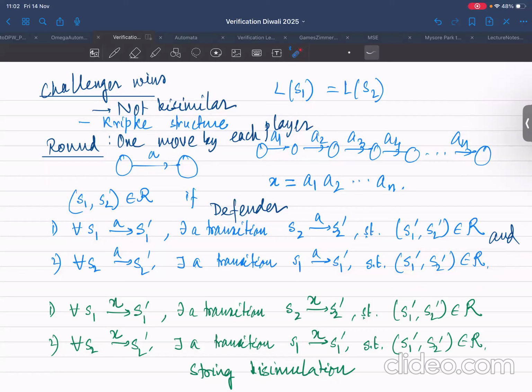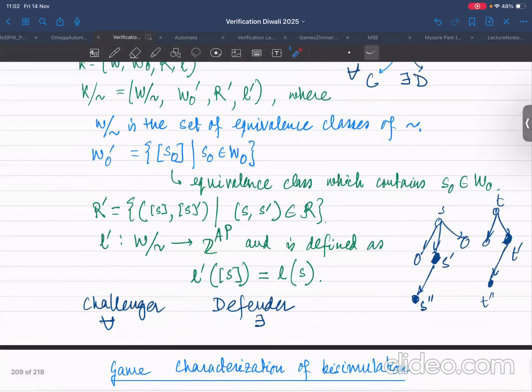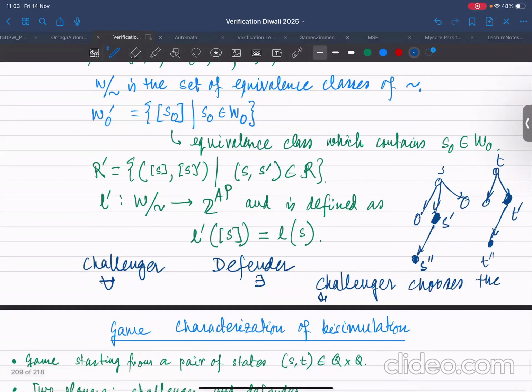(S1', S2') belongs to R if they have their successor. So you can see that at every round of the game, the challenger can choose a side. The challenger chooses the side in every round.